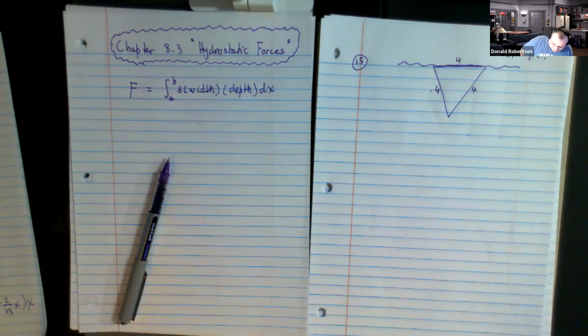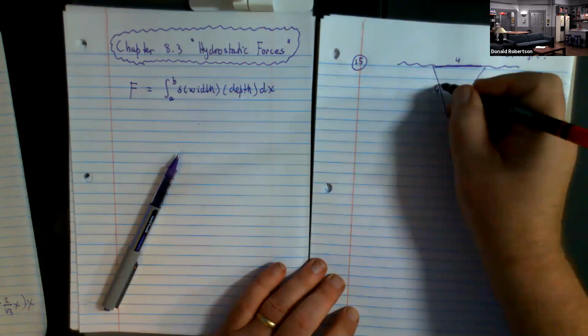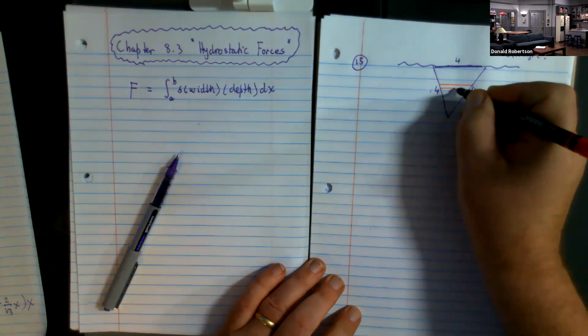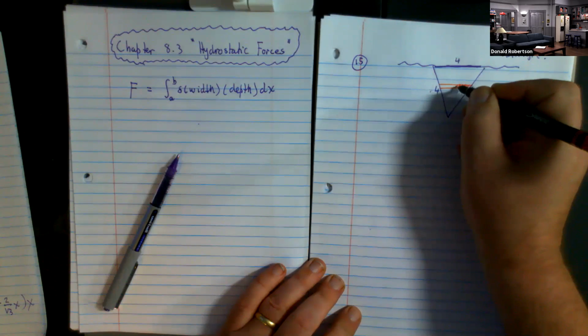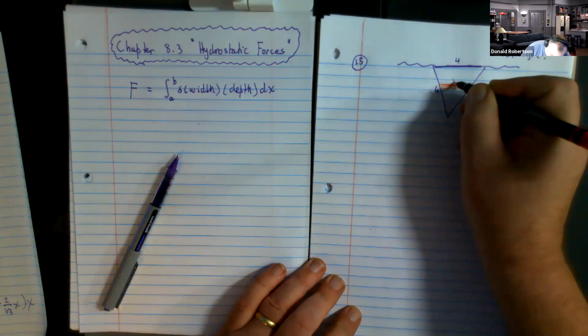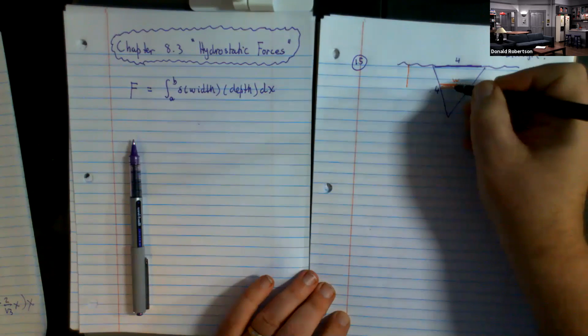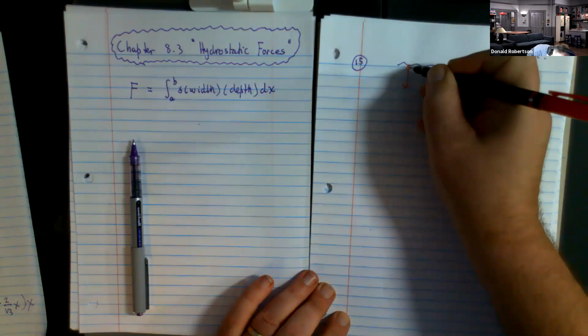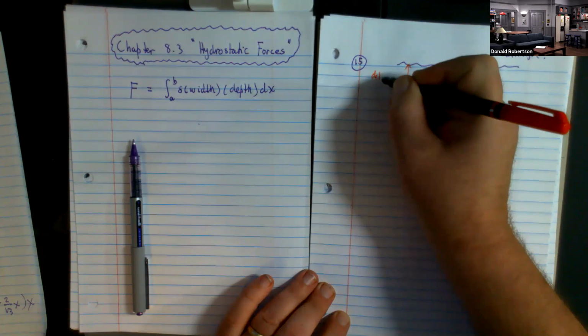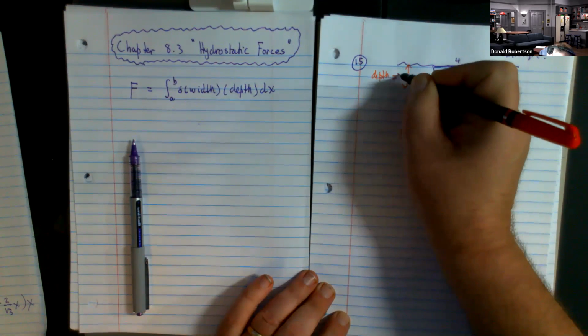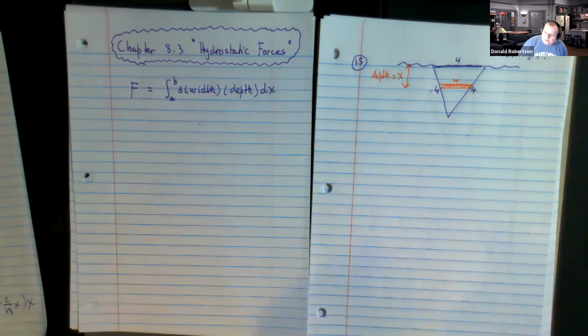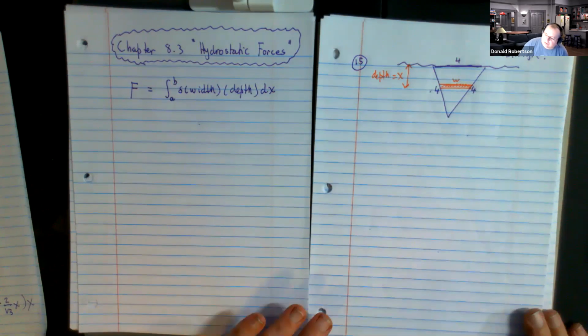So we're going to have to figure out a strategy for getting this guy. I'll take my horizontal strip, call that W. The distance from the surface to that horizontal strip is going to be the depth. And this is the easy bit. Since it's on the surface, won't the depth be x?